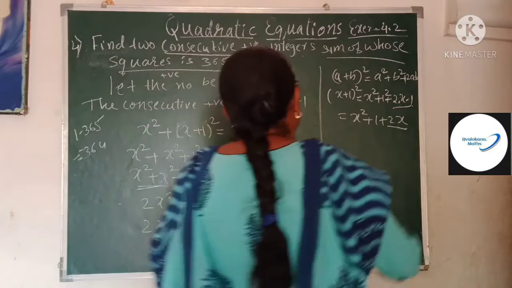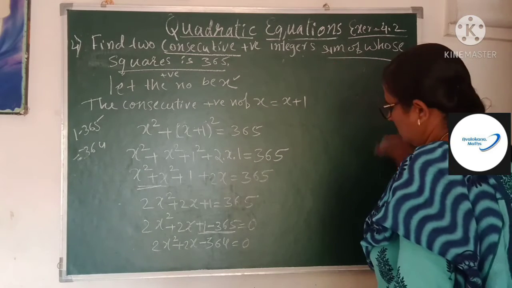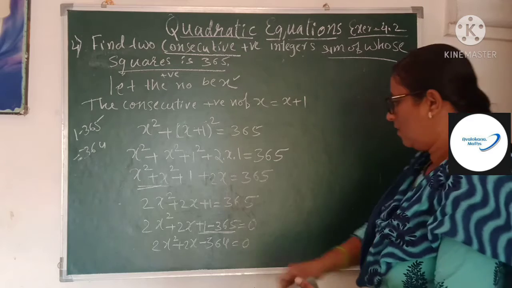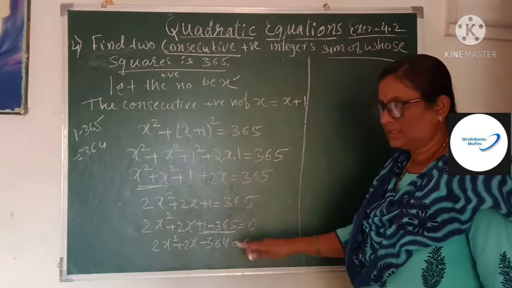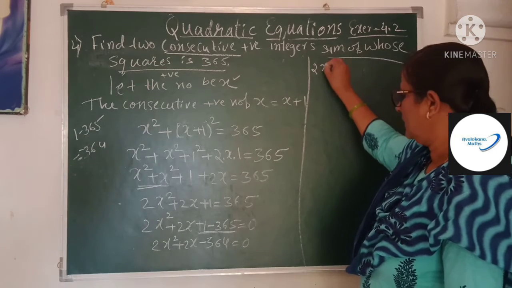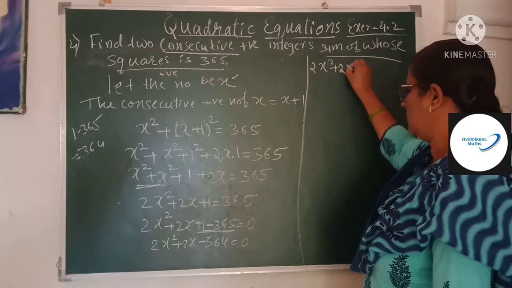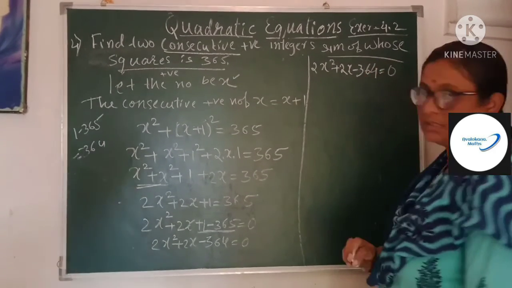The further steps can be solved in two ways: by taking 2 common, or by dividing the whole expression by 2. Of both ways, I go with taking common. So I am writing the same thing here: 2x² + 2x − 364 = 0.